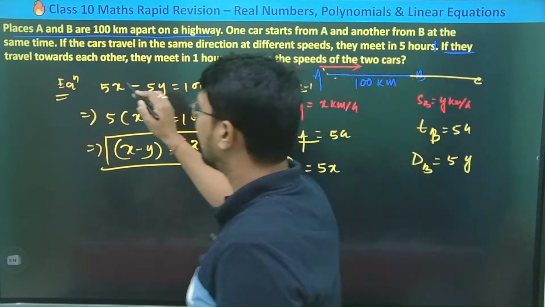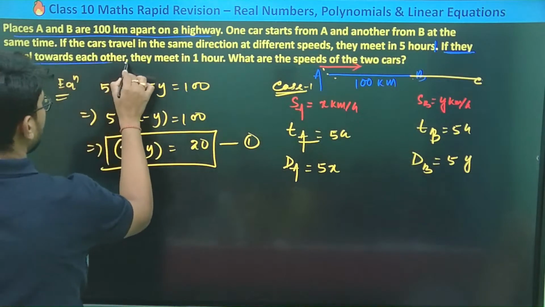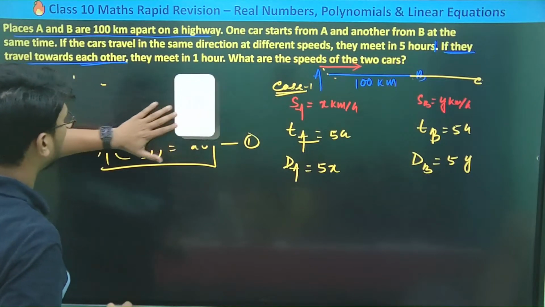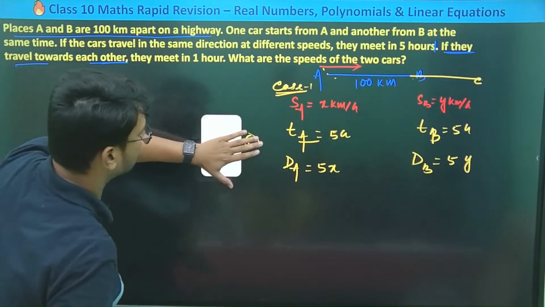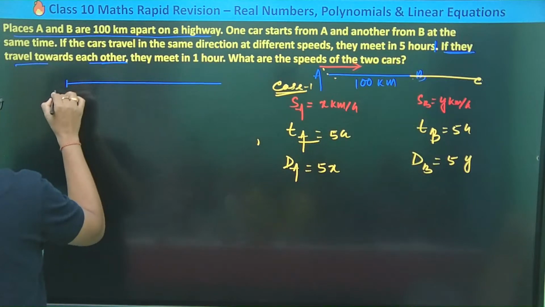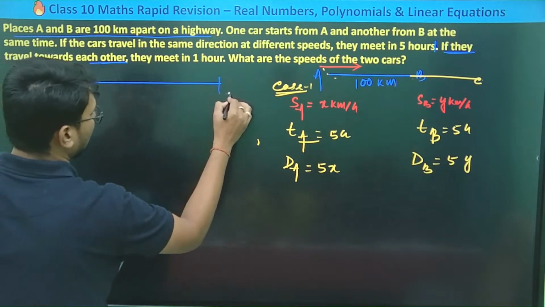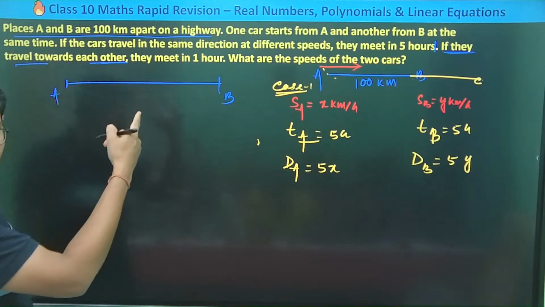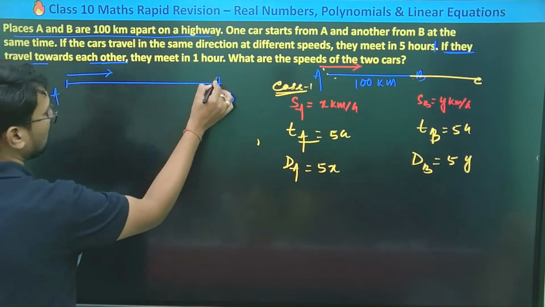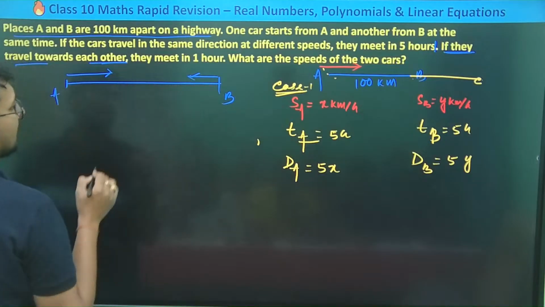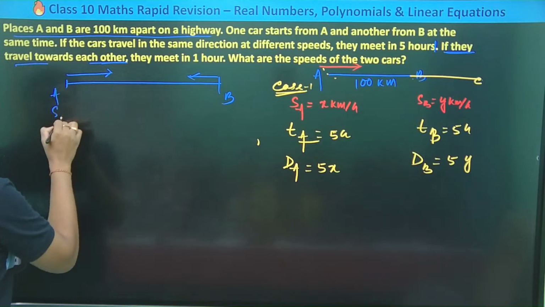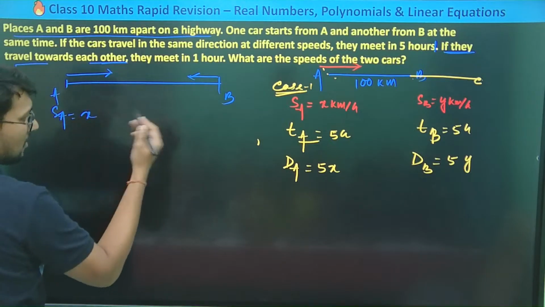If they travel towards each other, I'm erasing this side and drawing this figure again. That means, bacho, here is A, here is B. If they travel towards each other, A car will move towards B, and B will move towards A. For how many hours? 1 hour. Now speed of A is how much? X kilometer per hour.